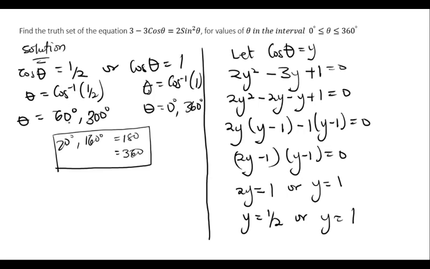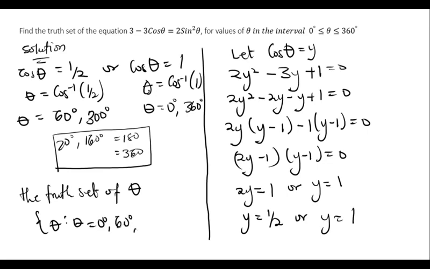Okay, so it means our solution set, or the truth set of theta is such that what, we have theta such that theta is equal to what, 0 degrees, and we have 60 degrees, we have 300 degrees, and we have 360 degrees.